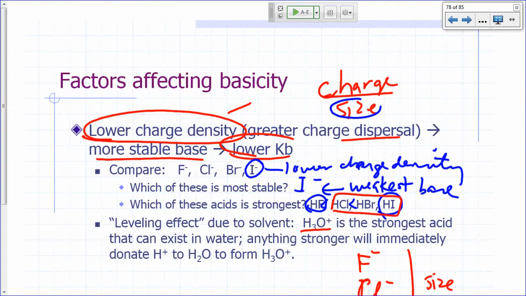So anything that's stronger than hydronium will just immediately ionize and will donate a proton to water to give you hydronium. This is known as the leveling effect. So you can't tell in water whether HCl, HBr, or HI is stronger because they're all strong. Okay, it's like saying, you need to lift, let's say, a piece of stone. Okay, so if you're all strong enough to lift the stone, I can't tell which one of you is stronger, right?